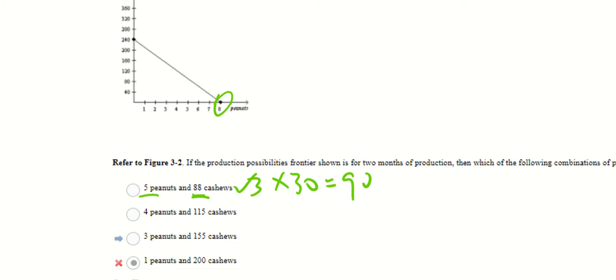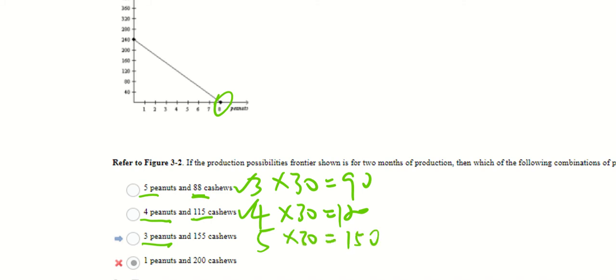So for the next one here, we produce 4 peanuts. That means we're going to give up 4. Each one is equivalent to 30 cashew, so that will be 120 cashew. And this is asking for 115, so that's also possible. The next one here is 3 peanuts, which means we give up 5. And for 5 peanuts, each one is 30 cashew, and there'll be a total of 150, right? And this is asking for 155, so therefore this will be the right answer because it is not possible.